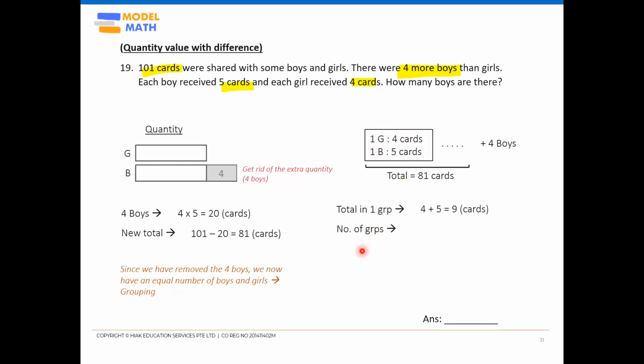This will continue until all the groups add up to 81 cards. And then your number of groups will be a division: 81 divided by 9 cards per group. And that leaves us with 9 of such groups. Now, of course, we don't have to draw 9 of such groups, okay? Just know that there are 9 of these.